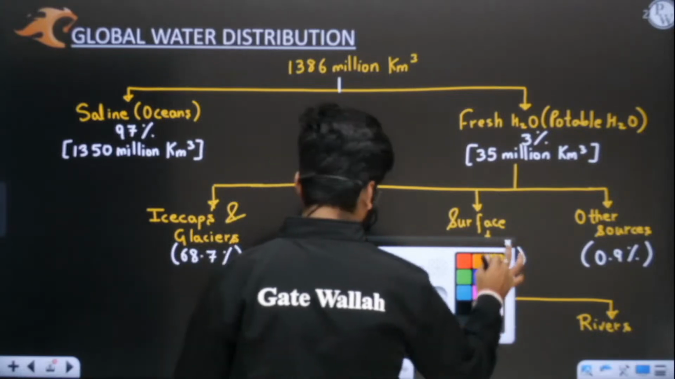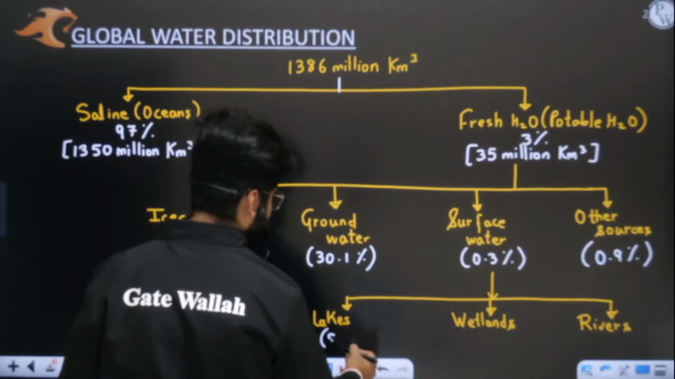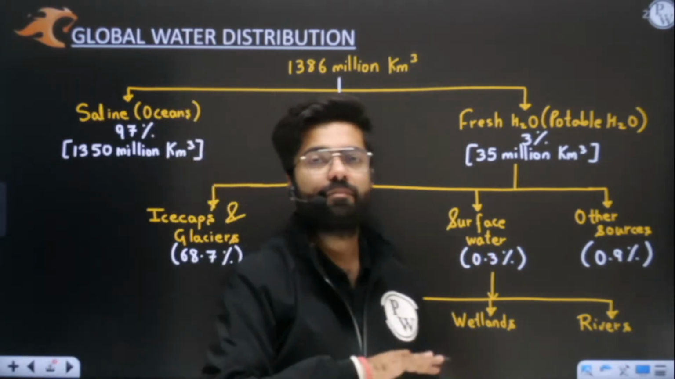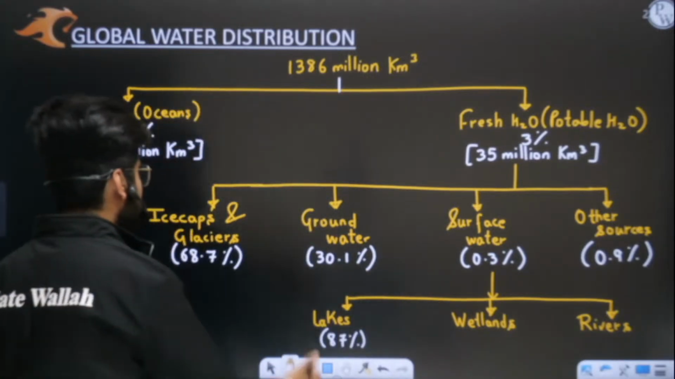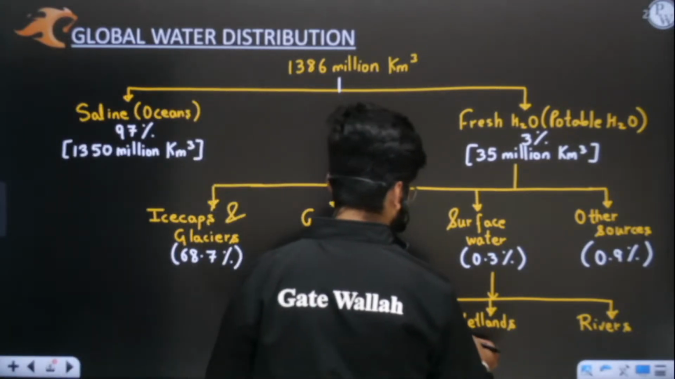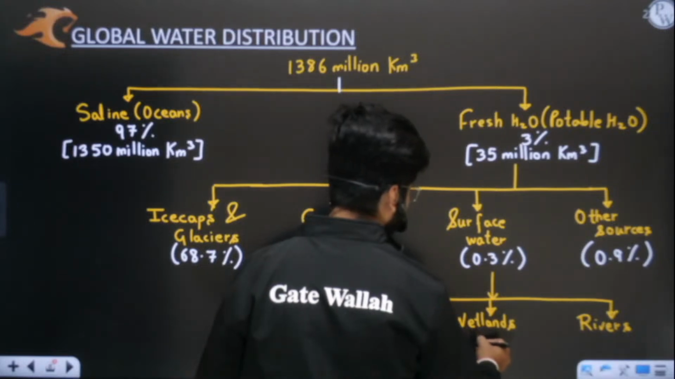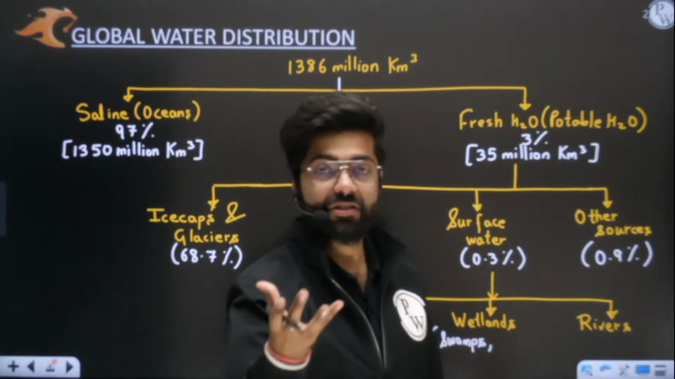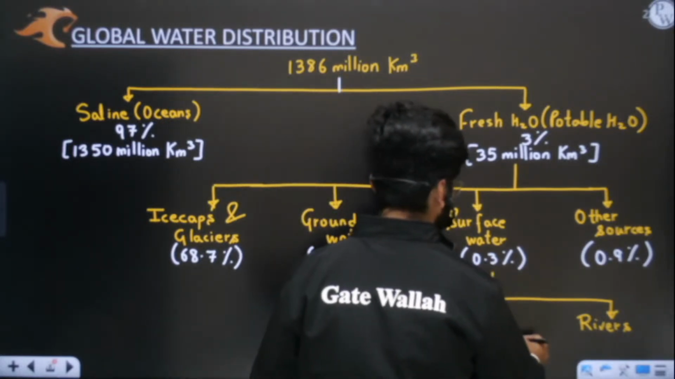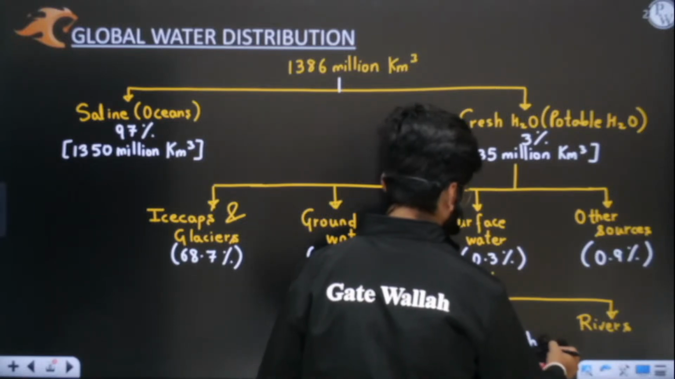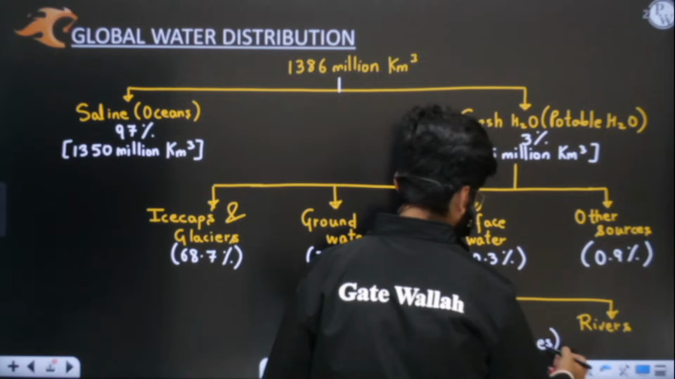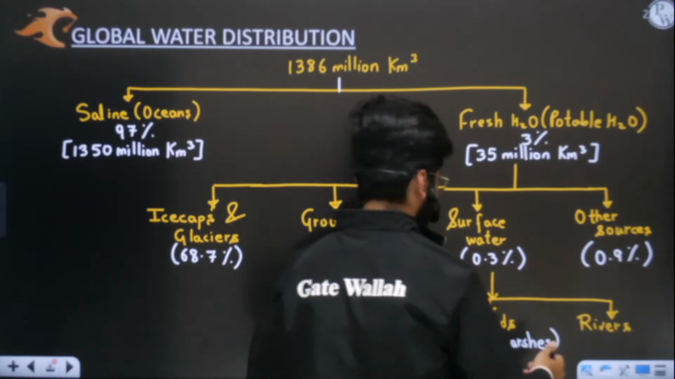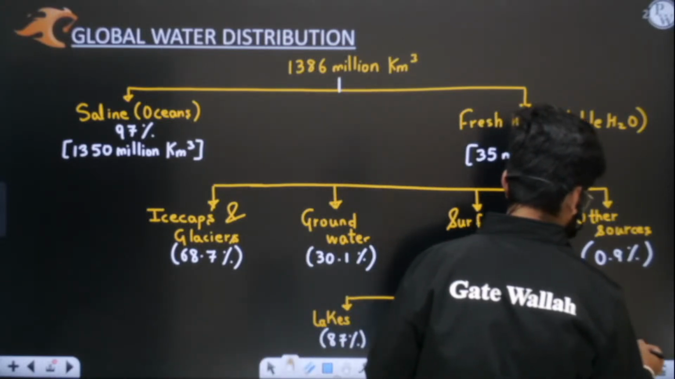Of the surface water, the water present on the surface of the earth, approximately 87% is in lakes. Wetlands are swamp and marshy areas, where you must have seen lotus blooming. In swamps and marshes there is approximately 11% of the water. So 87% is in lakes, 11% in wetlands, and in rivers only 2%.